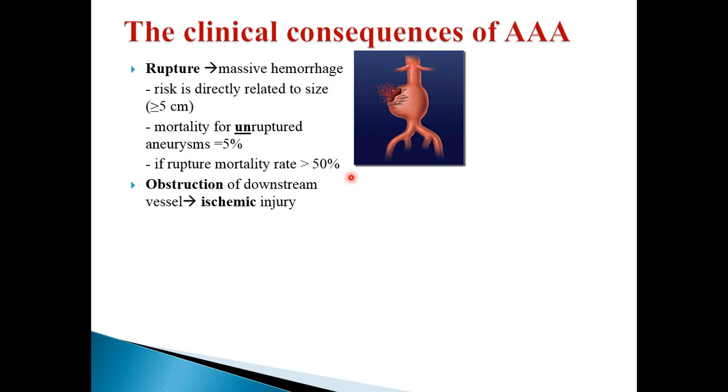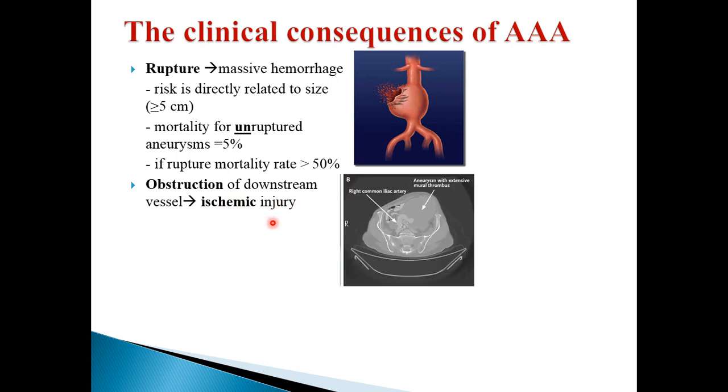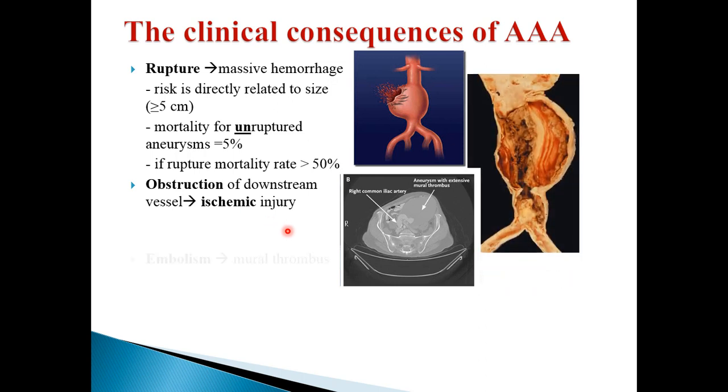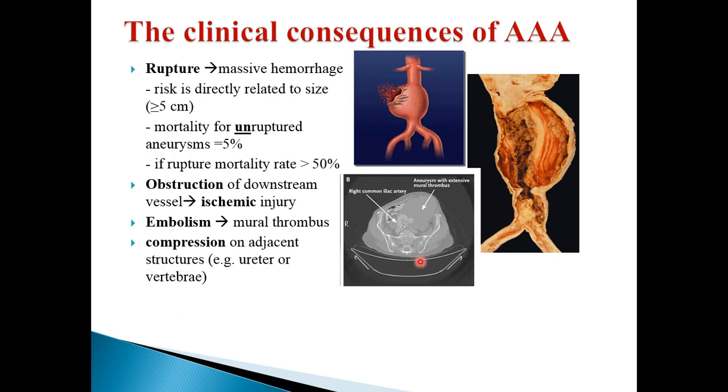The second consequence is obstruction of downstream vessels leading to ischemic injury of the affected organs. These pictures show us mural thrombi inside a large aortic aneurysm. This one here is a thrombus. There's an extensive large mural thrombus that is almost occluding the whole lumen of the aorta. Again, this means ischemia of all the downstream tissues.